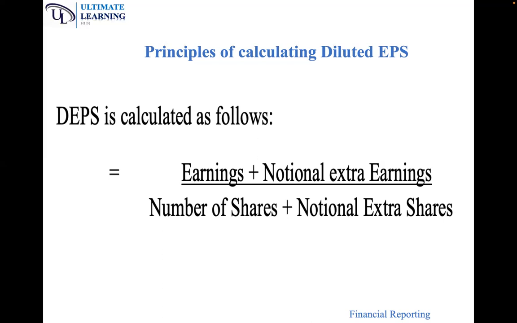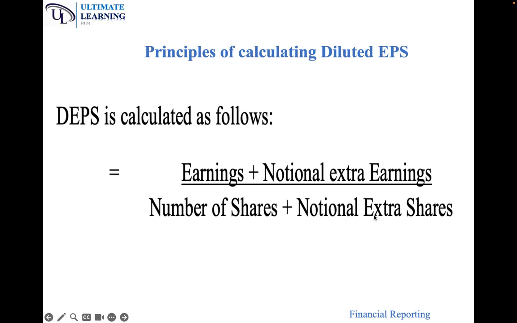So when we convert the loan into ordinary shares, previously, when we were paying the loan, we were paying interest. When we convert the loan into ordinary shares, we will stop paying interest, of course, net of tax. We will stop paying interest that we used to pay on the loan. So there will be a savings on interest when the loans are converted to ordinary shares. Now, this savings on interest, net of tax, is an example of notional extra earnings.